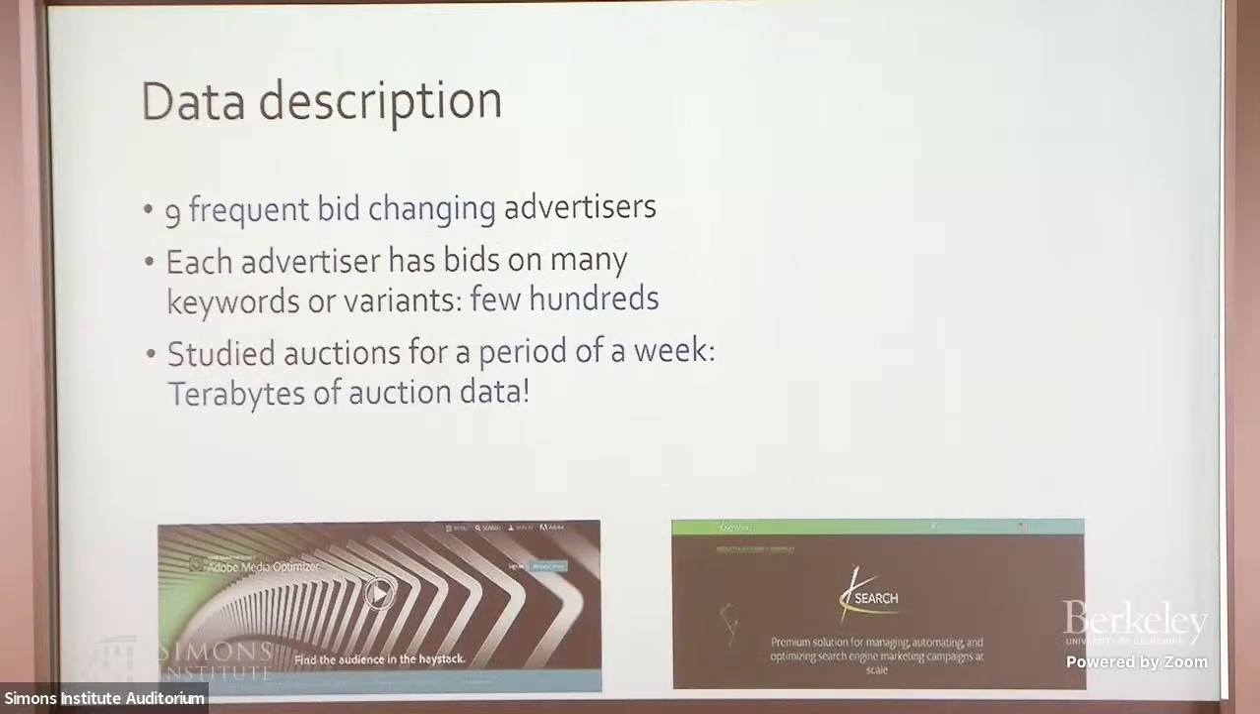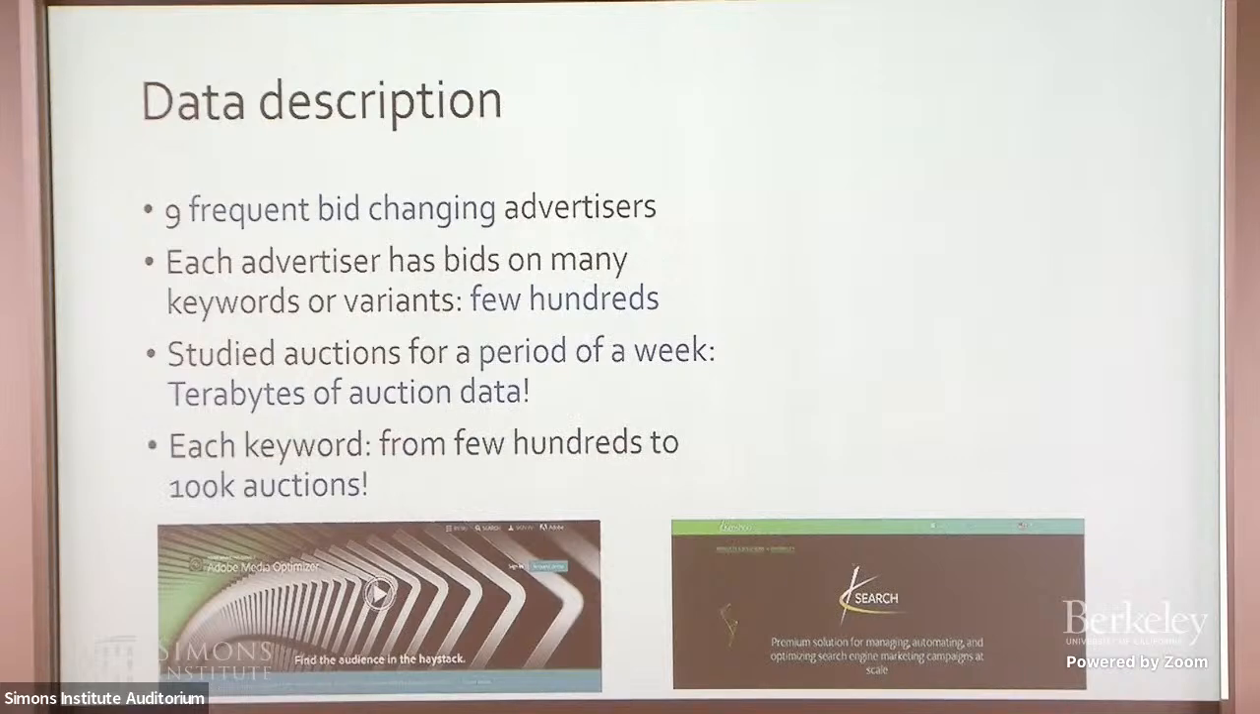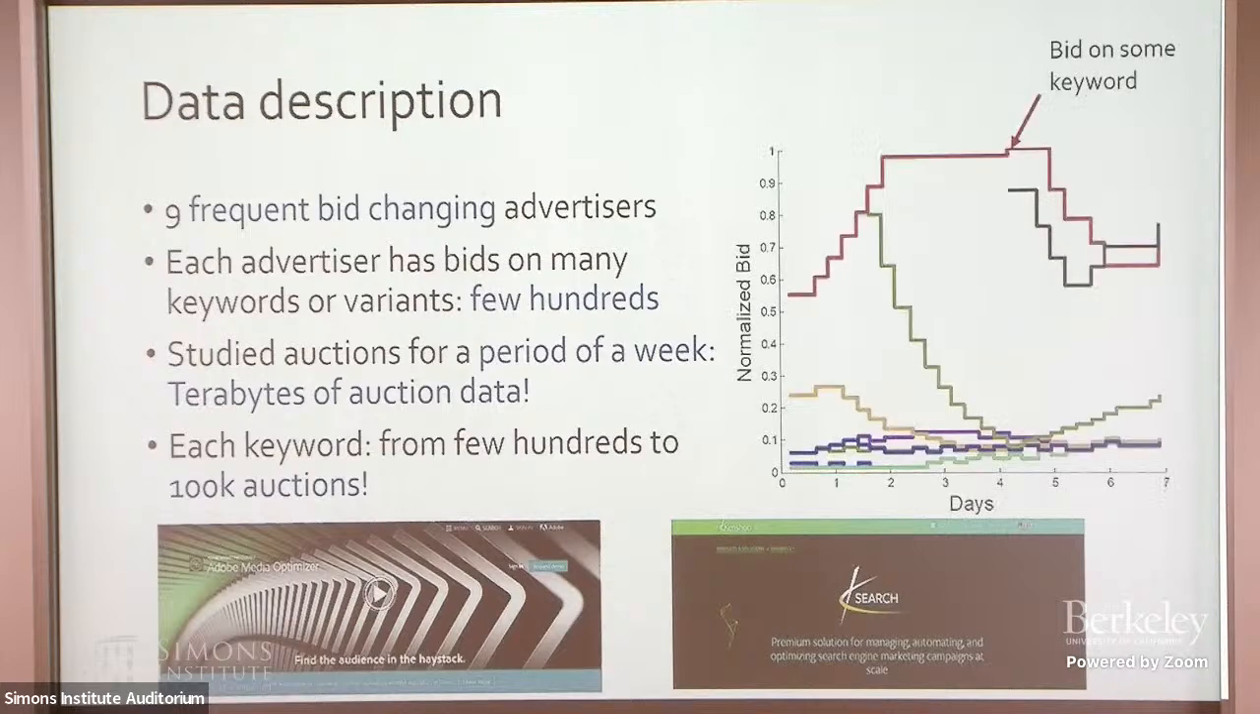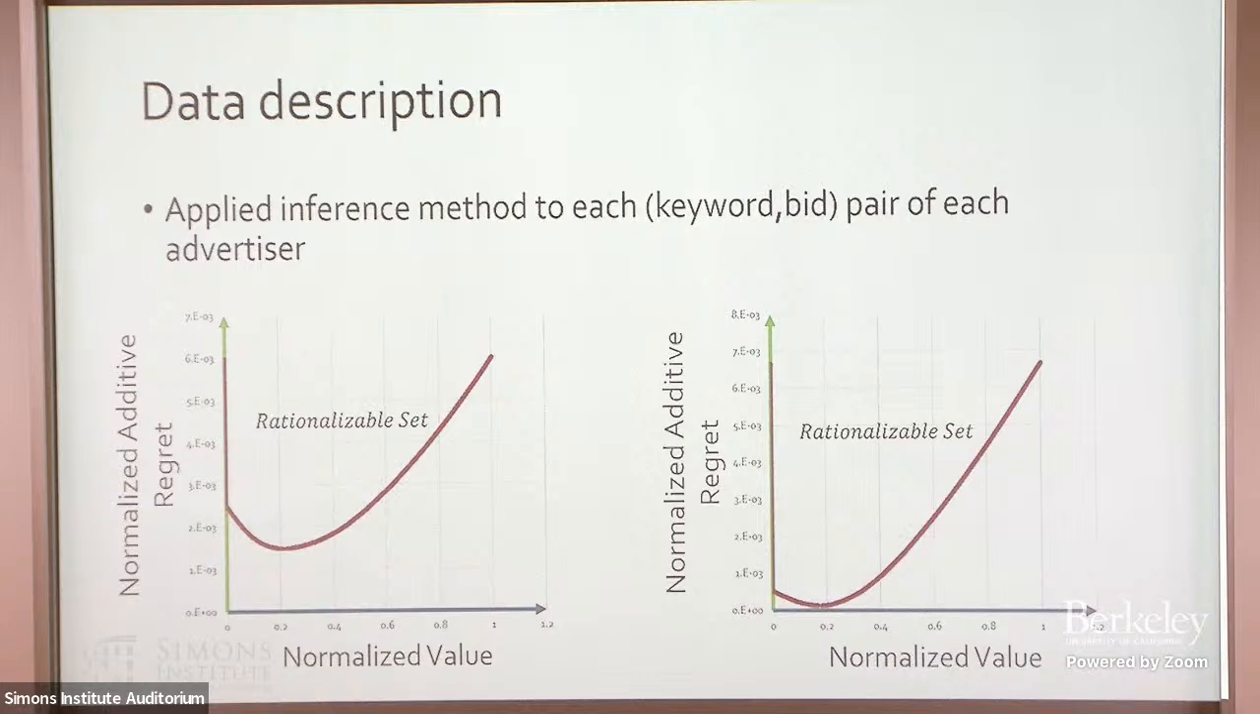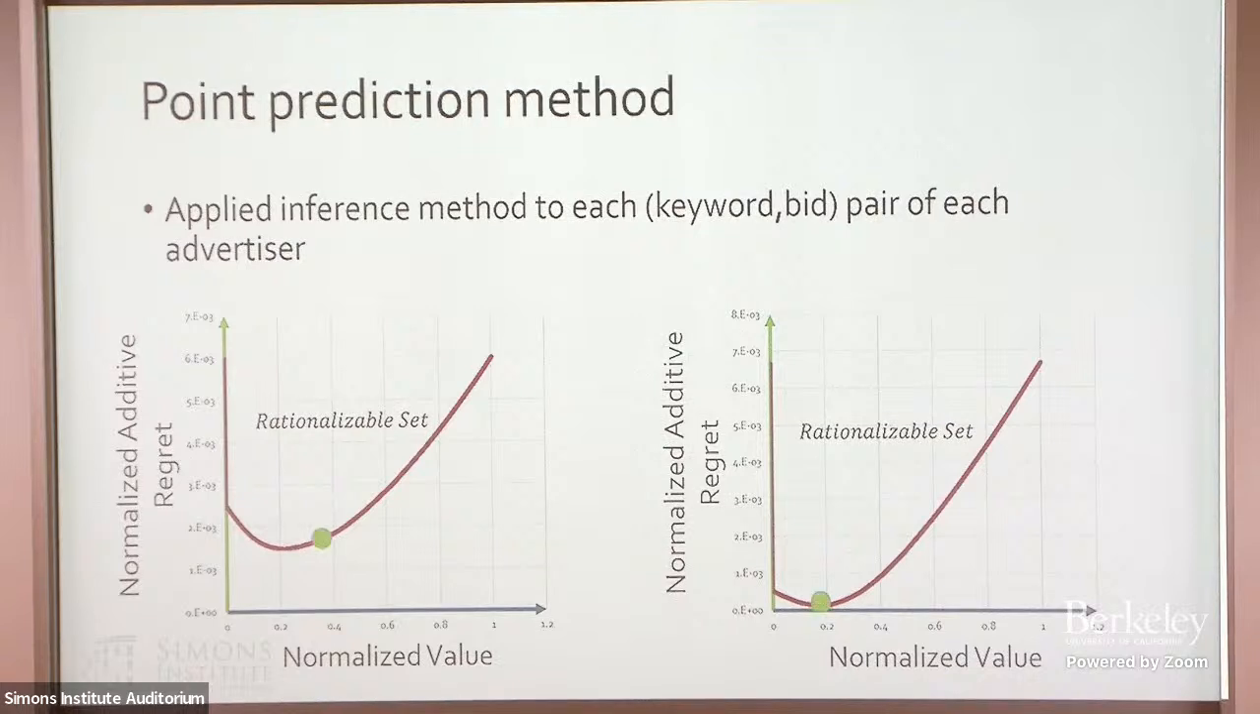Back then we analyzed nine frequently bid-changing advertisers. Each advertiser has bids on many keywords, and we studied the data for a period of a week. These were the types of data that we were looking at, and we were getting rationalizable sets which, for this particular type of utility, you can show are convex sets. And the question is, okay, if you want to predict the value for a player, what do you do? What is the level of regret that is reasonable? And what point prediction could you use to perform a prediction in the future?